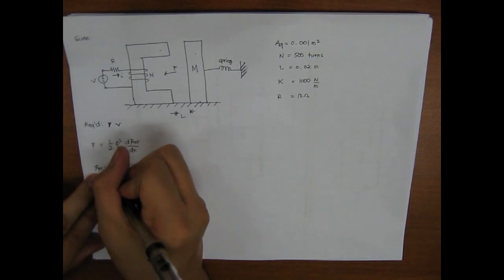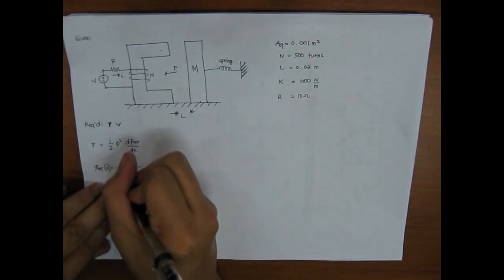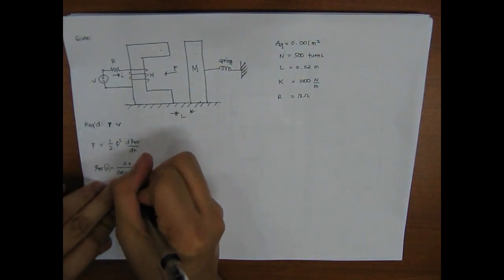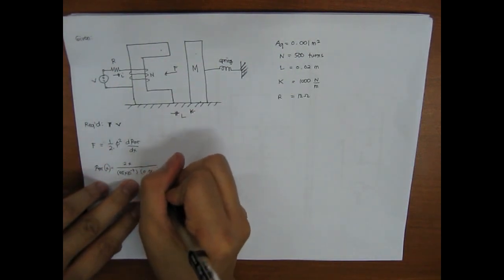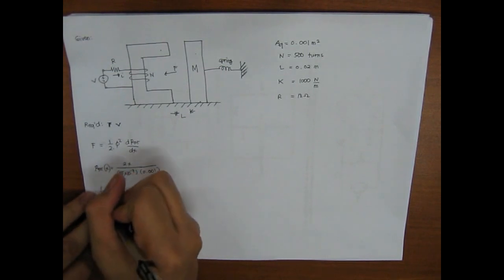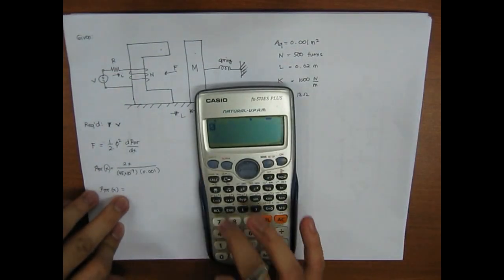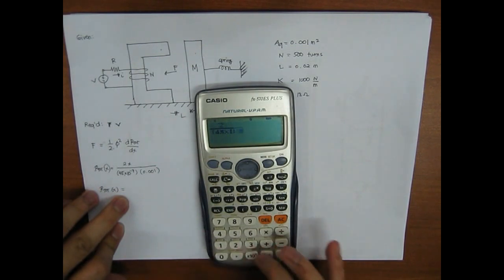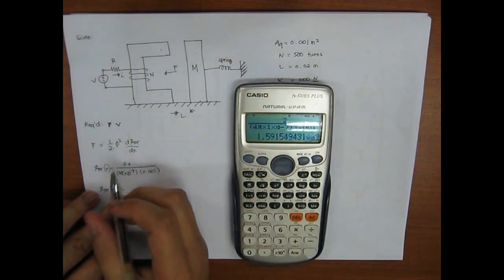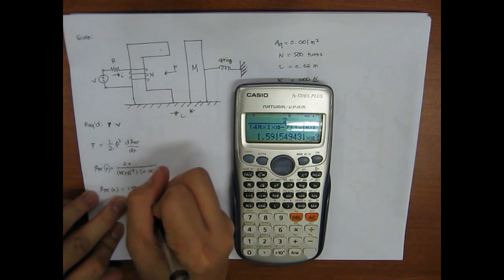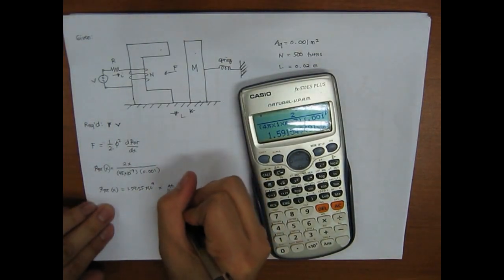So the total reluctance as a function of x is equal to 2x over 4 pi times 10 to negative 7, that's the mu o, times the area of the gap, that is 0.001, and this results to 2 over 4 pi times 10 to the negative 7 times 0.001, so we have 1.59155 times 10 to the 9th times x ampere turns per Weber.